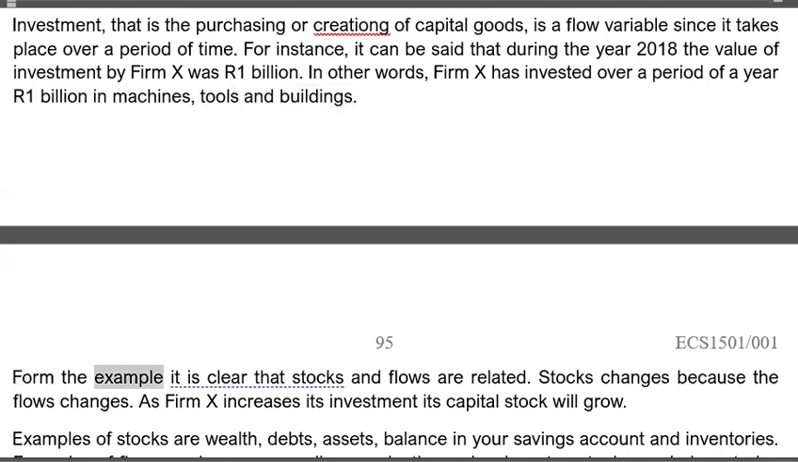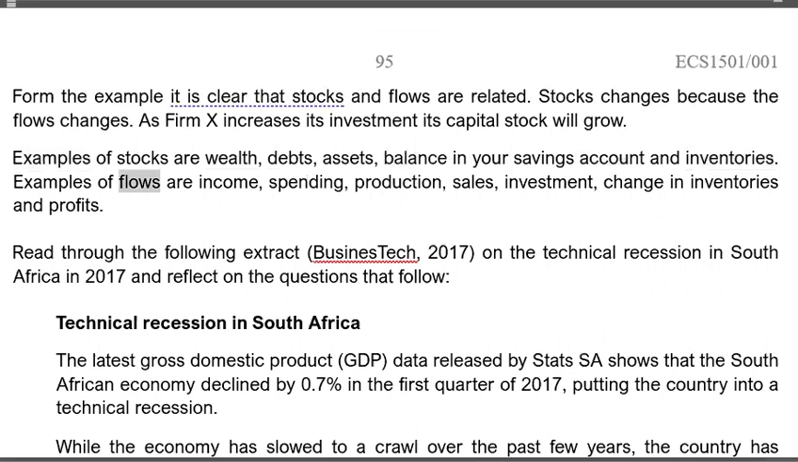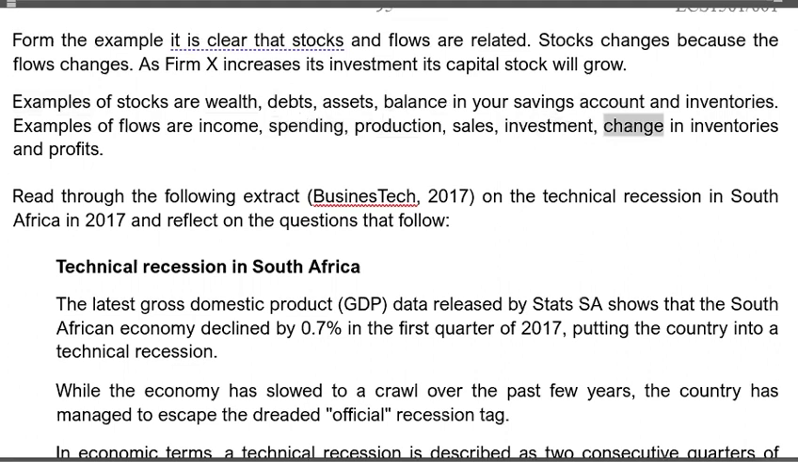From the example it is clear that stocks and flows are related. Stocks change because the flows change. As firm X increases its investment, its capital stock will grow. Examples of stocks are wealth, debts, assets, balance in your savings account and inventories. Examples of flows are income, spending, production, sales, investment, change in inventories and profits.